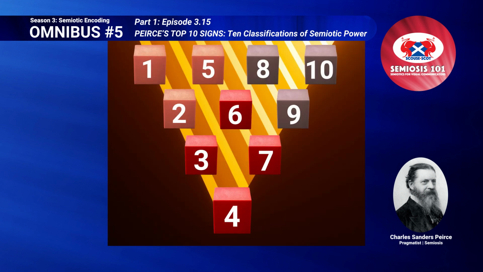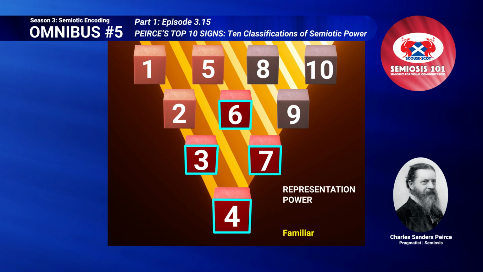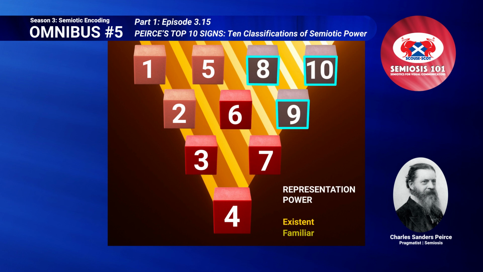Returning to PEIRCE'S inverted pyramid of 10 semiotic sign classes, we can now outline the representation power of communicating the concept. Now we can see that classes 1, 2 and 5 are grouped in a smaller top left section of the pyramid. These each have a familiar semiotic representation power level. Under this power level, the larger grouping is at the bottom of the pyramid, grouping signs 3, 4, 6 and 7 with representation power of existent. A smaller grouping in the top right hand corner of 8, 9 and 10 have the representation power of proxy.